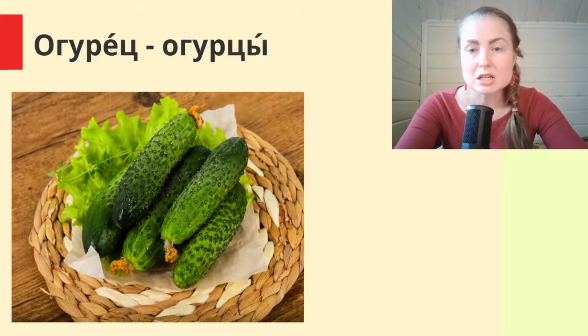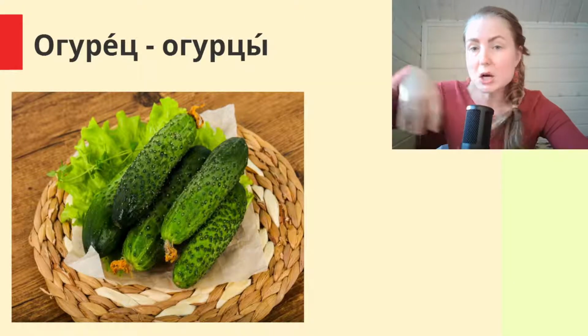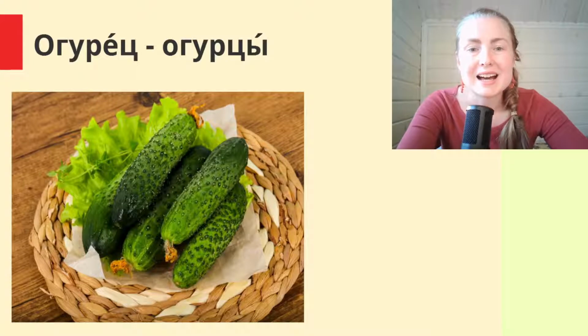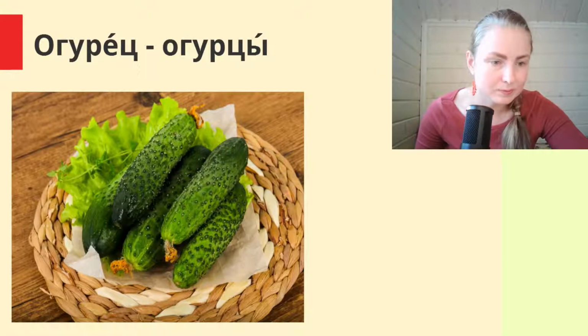Pay attention to the plural form. In the singular form, the last two letters are E-Ts. Огурец. When we produce the plural form, the letter E from the singular form огурец goes away. And we have the form огурц plus the normal typical plural ending, огурцы. So no letter E in plural. Огурцы.